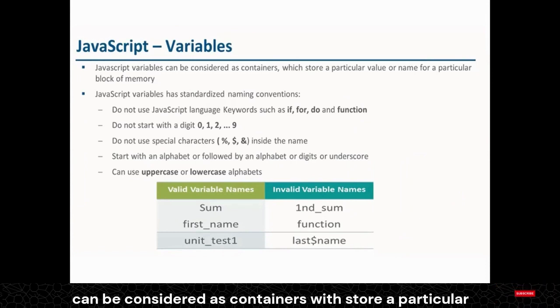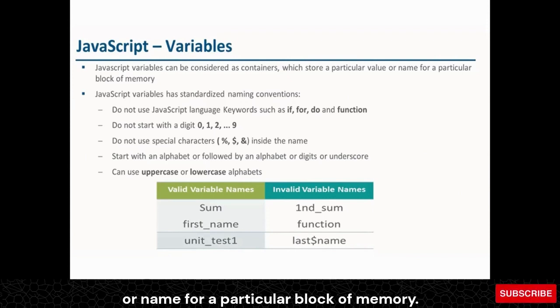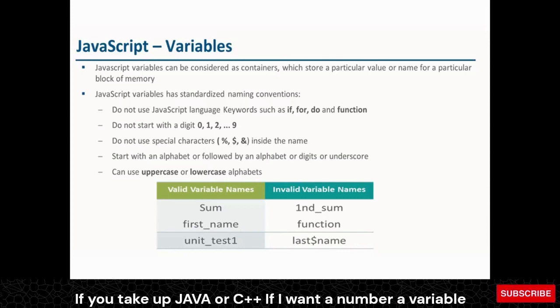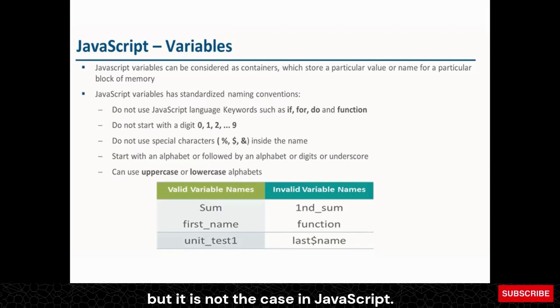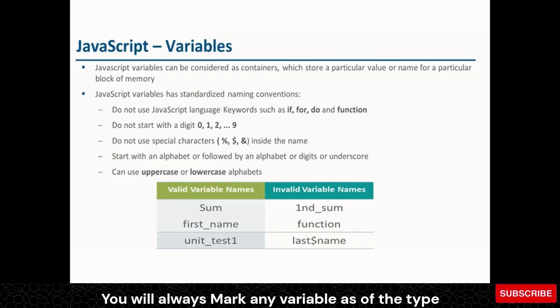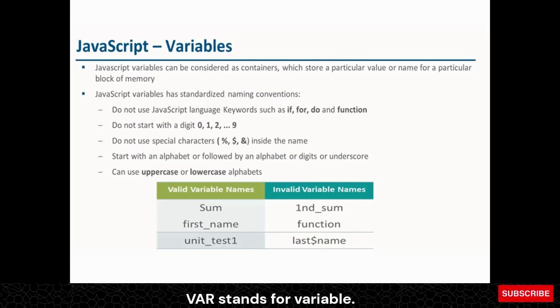JavaScript variables can be considered as containers which store a particular value, or a name for a particular block of memory. Now, as with any other strictly typed language, for example Java or C++, if I want a variable that should contain only a number, I declare that variable with its type. For example, int a. So now variable a will always contain a number, but it is not the case in JavaScript. You will always mark any variable with var, which stands for variable.